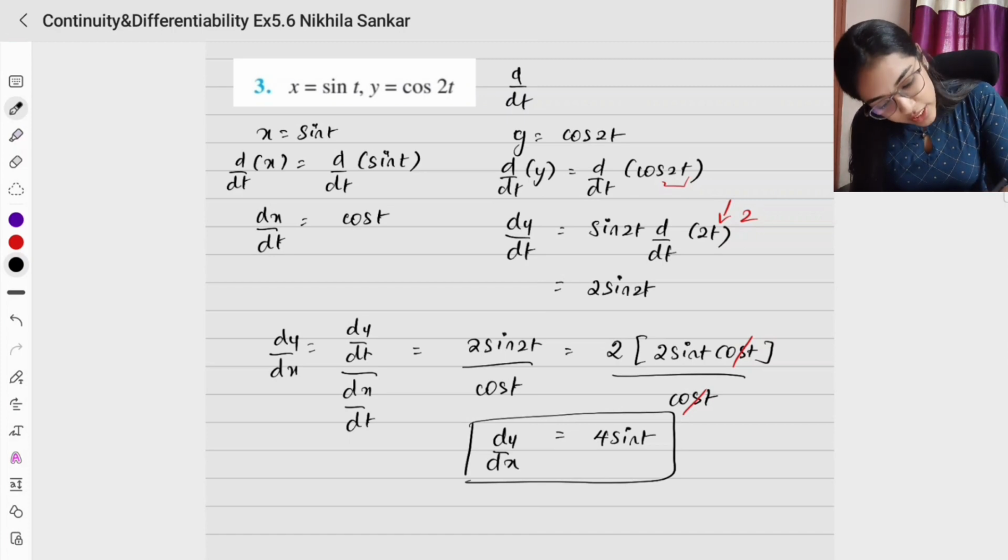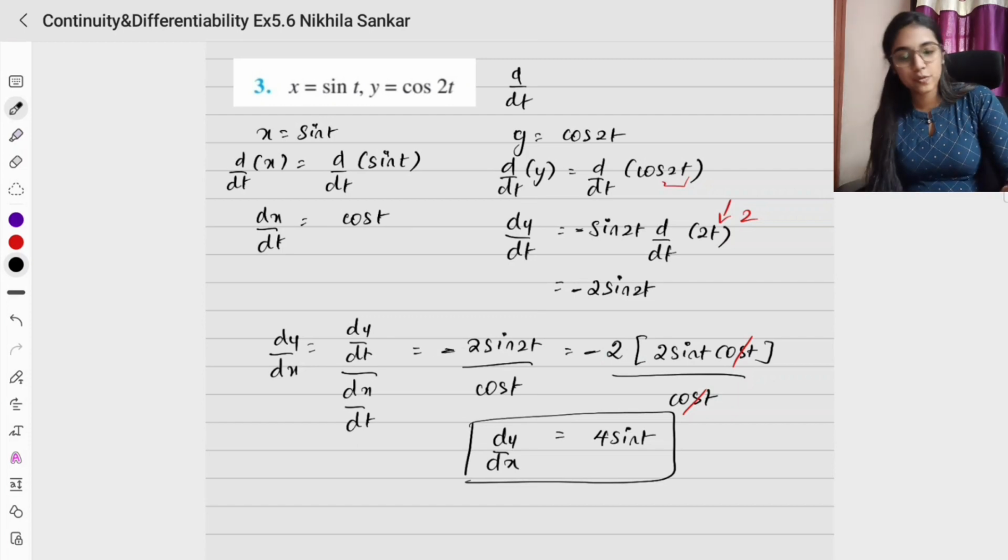Please remember, cos theta's derivative is minus sin 2t. So this is going to be minus 2 sin t. So the minus comes out. Final answer is minus 4 sin t.